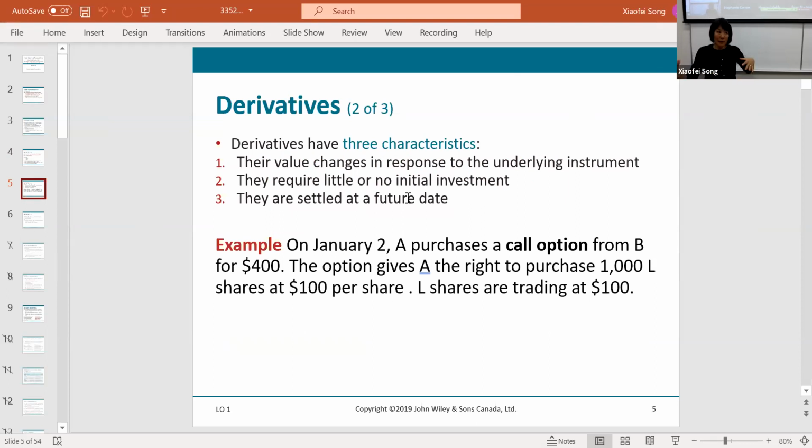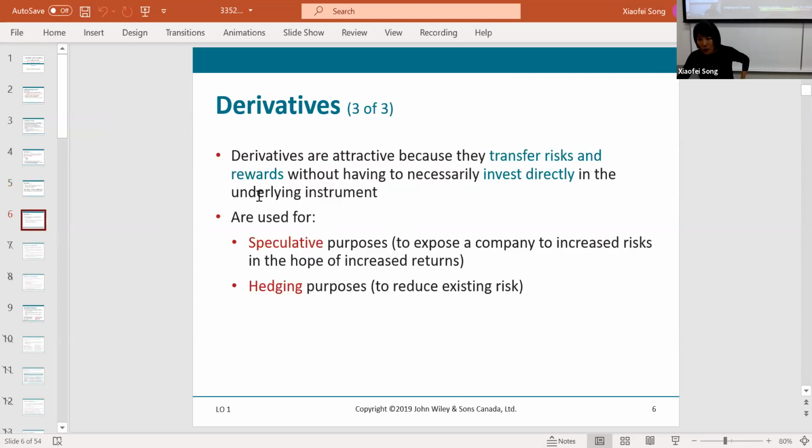Okay, so that makes it accessible to more people, and they are settled at a future date. And not only that, they can settle. Oh, we did not talk about settling net, right? Well, if we have time, we'll go back to it. They are settled at a future date. They can settle by taking delivery. They can also settle net. They can come back. So this is the example we talked about, and we use the example to illustrate those characteristics.